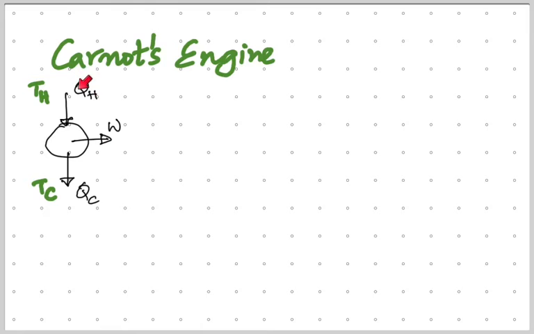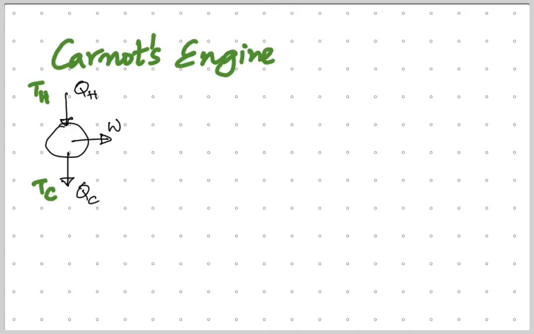It takes QH joules of heat, converts part of that into work, and rejects QC. All right, somebody tell me what's the formula for work? QH minus QC. Work is QH minus QC. Because if it took in 1,000 joules and rejected 300 joules, then what got converted into work was 700 joules. That's the work.